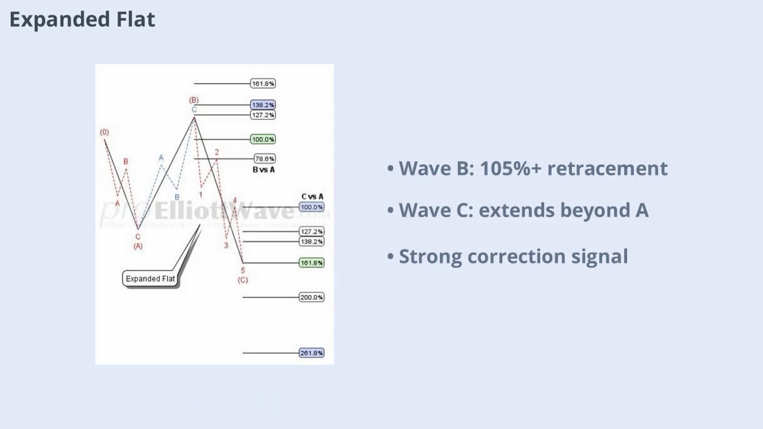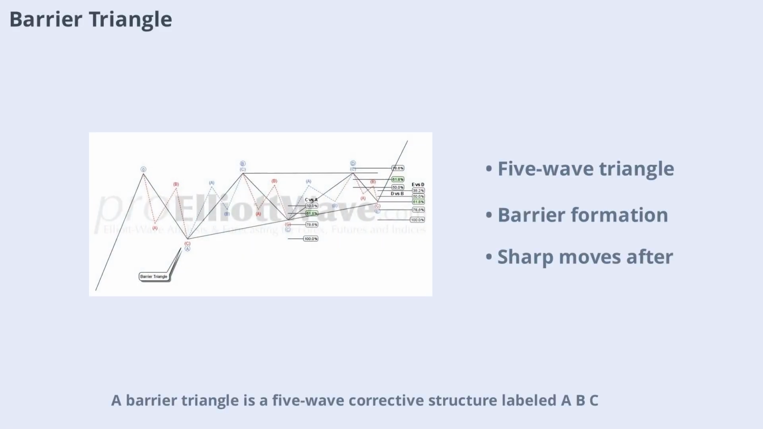Expanded flats signal strong corrections and are important for identifying reversal points. A barrier triangle is a 5-wave corrective structure, labeled A, B, C, D, and E. Wave A never goes beyond the origin. The structure is 3-3-3-3-3, with at least 4 waves subdividing into zigzags or combinations.